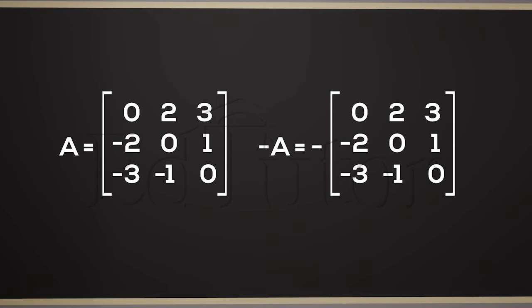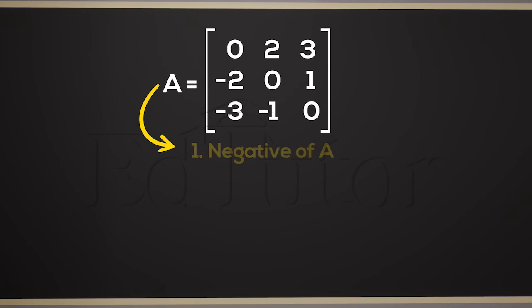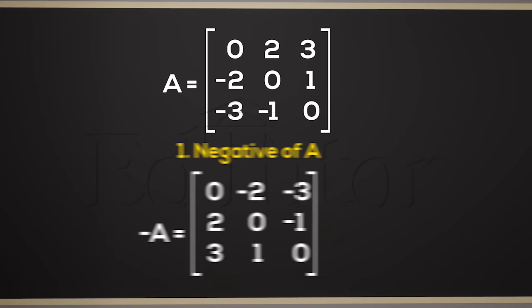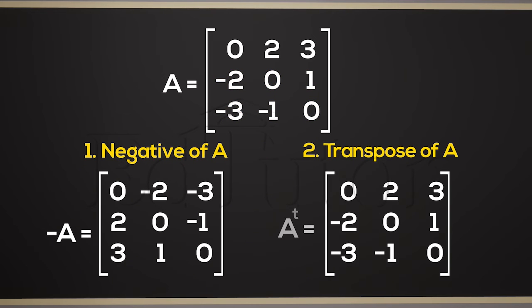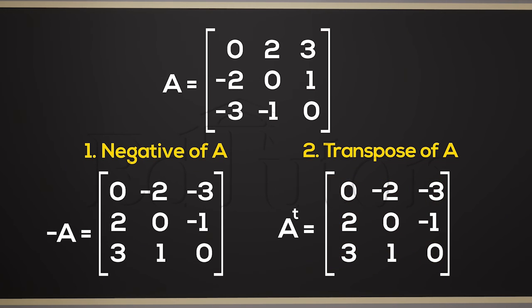You need to find two different things from matrix A. First, find the negative of A by reversing the signs of each entry. 0 has no sign, so we do nothing. 2 becomes -2 and 3 becomes -3 and so on. Next, find the transpose. That is done by interchanging the rows and columns. There you have it too.